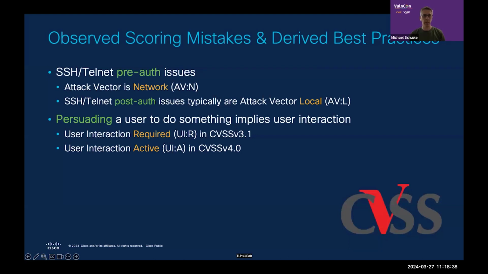Another thing we saw was that we had specifically mentioned that persuading a user was required for the attacker to achieve their goal. In those cases, of course, we need user interaction marked as required. That's the CVSS v3.1 version, and in 4.0 that would mean user interaction active.